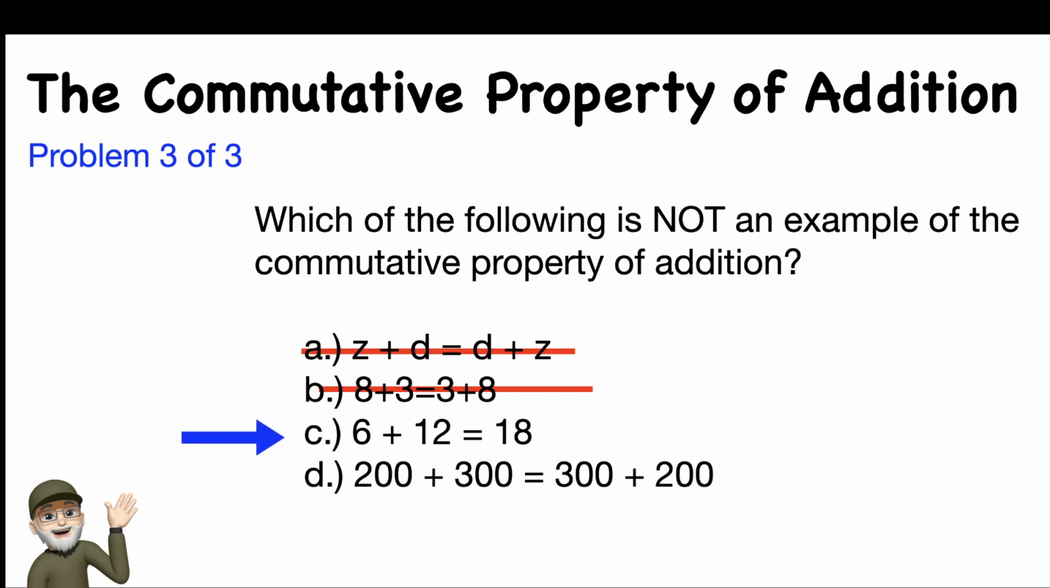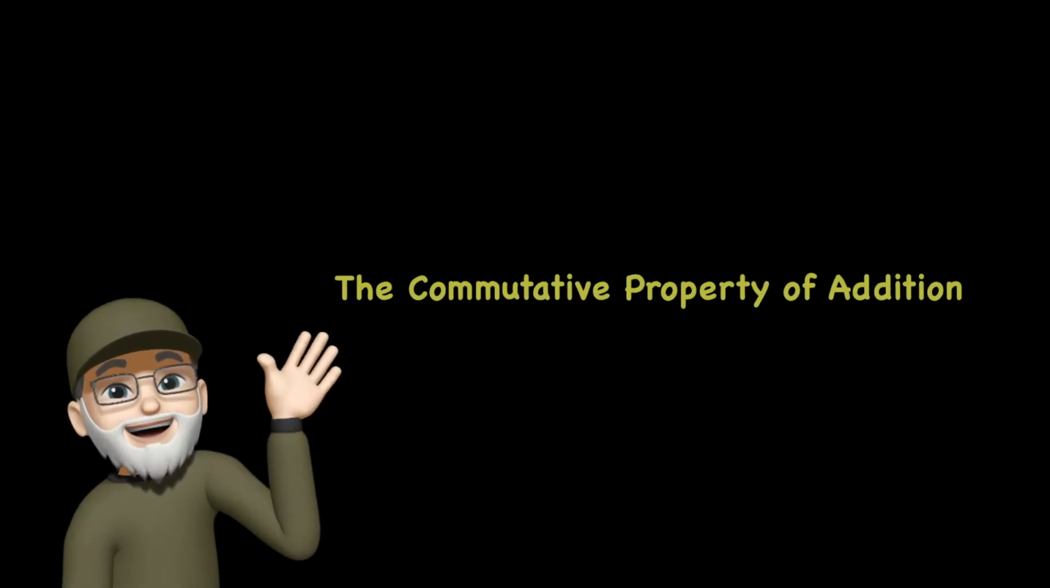C. 6 plus 12 equals 18. Is that the commutative property? No. So this is the correct answer for this problem. And we can see that D is also the commutative property, which means we can't use it for this answer.